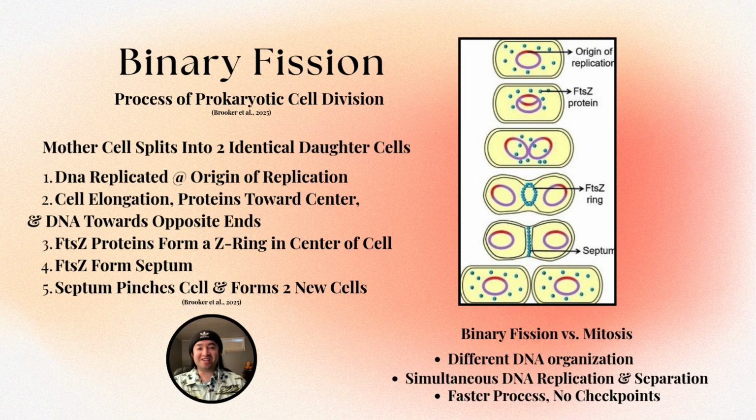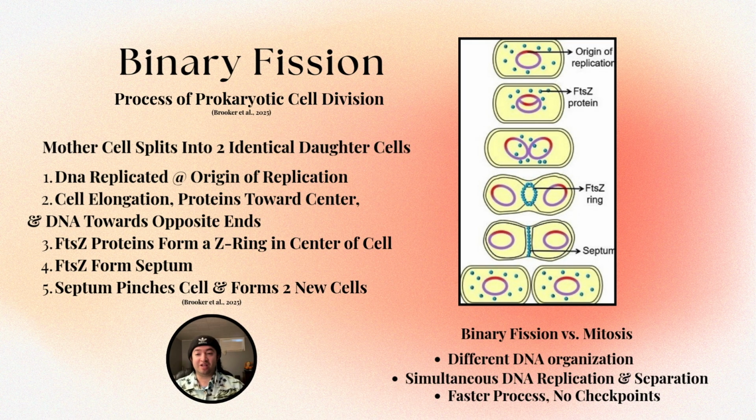Okay, now we're going to discuss binary fission, which is a process prokaryotic cells undergo when dividing and replicating. The main purpose being that one mother cell will split into two identical daughter cells. This process is essentially carried out in 5 steps. First being that the DNA is replicated at the origin of replication, which is the first part of the DNA to be copied. The two origins then move towards opposite ends of the cells, pulling the rest of the chromosome along with it, elongating the cell.